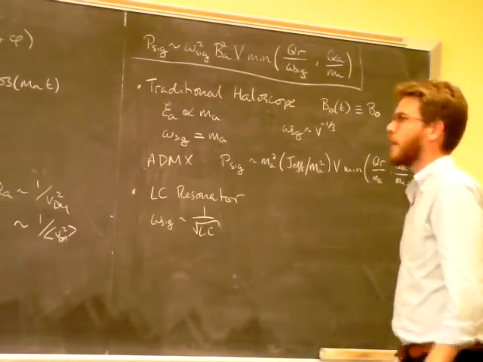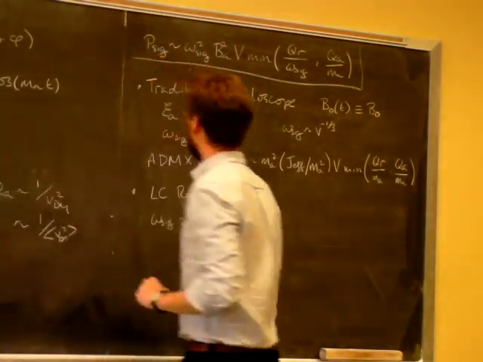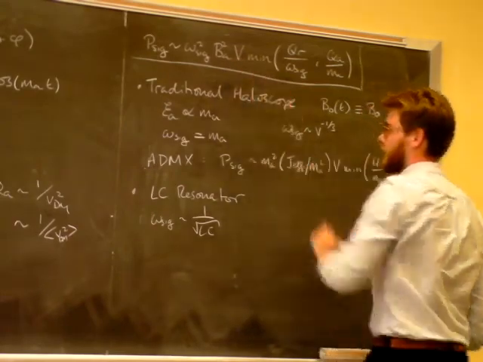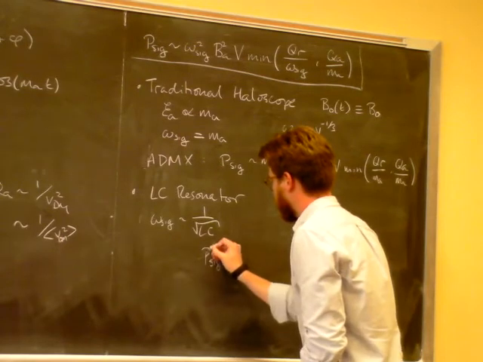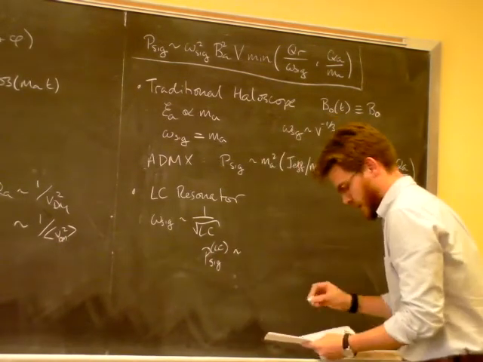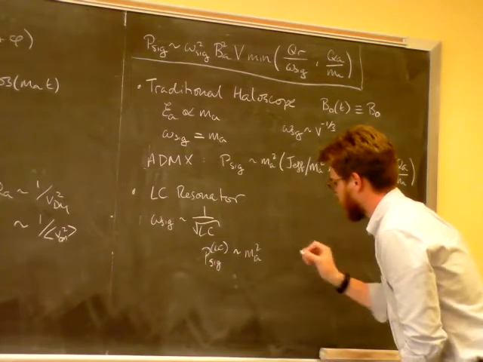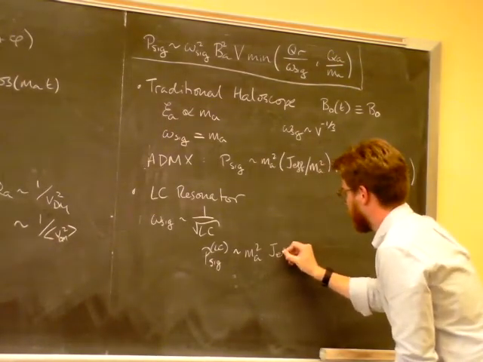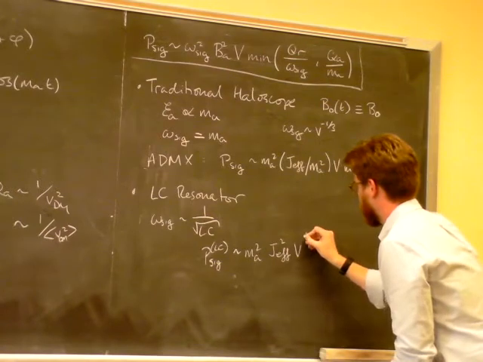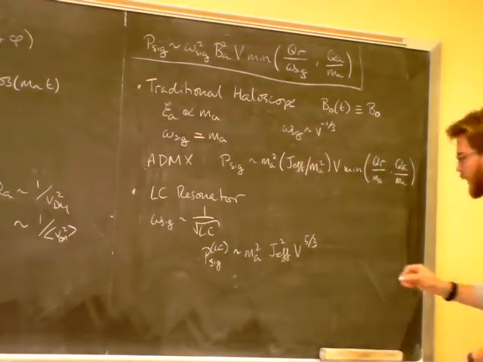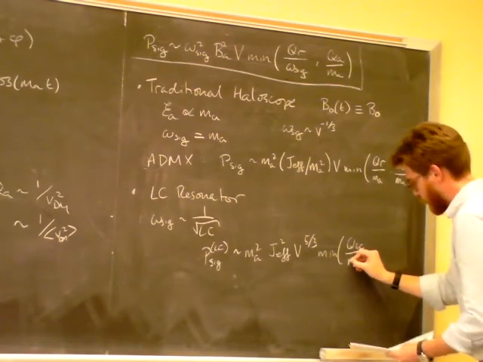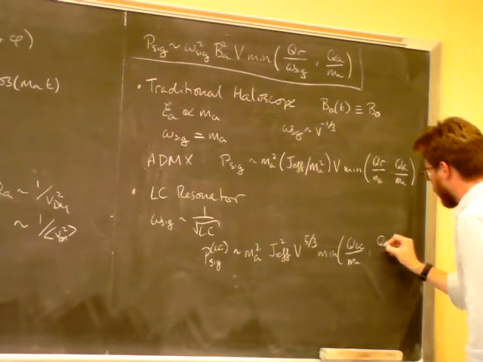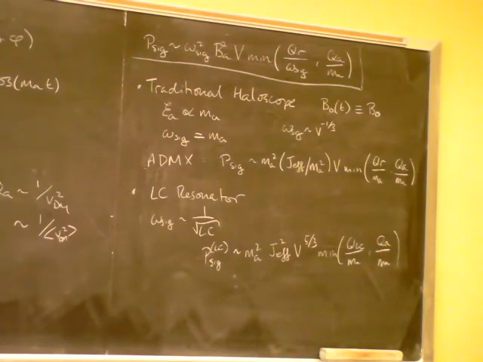And so now, from this expression here, and plugging it into this expression up here, what you find is that your signal power, in the case of an LC resonator, is going to go like the axion mass squared times J effective squared times now volume to the 5/3 power times the usual term here, involving the various coherence times of either the resonator or the axion field.